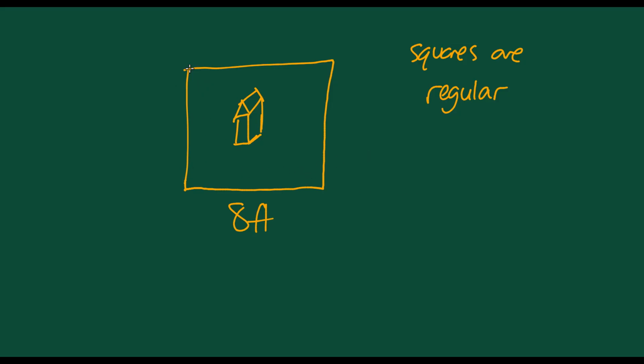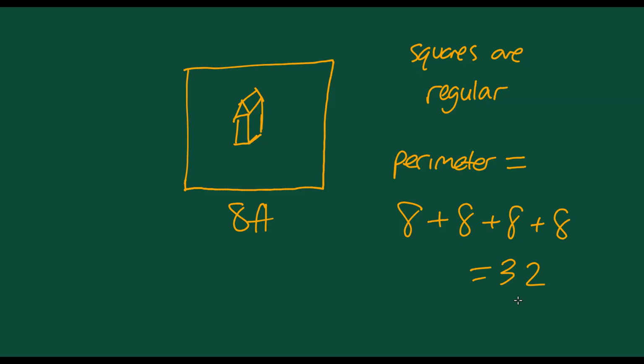If you have a regular shape, for example, a square, and you wanted to find the perimeter, well, you could do it like this, right? There's 8, and if it's a square, all of these are 8. So you could do 8 plus 8 plus 8 plus 8, and sum it up, 8 plus 8, 16. 16 plus 8, 24. 24 plus 8, 32. You could do it like that, but that takes a long time.